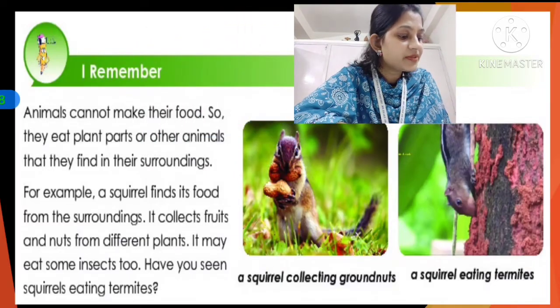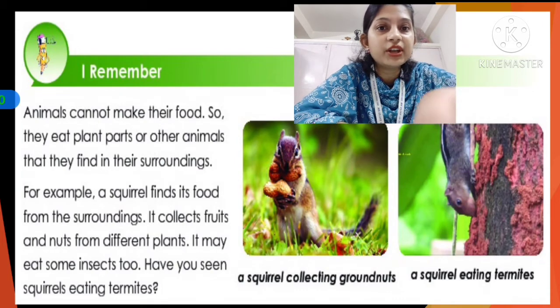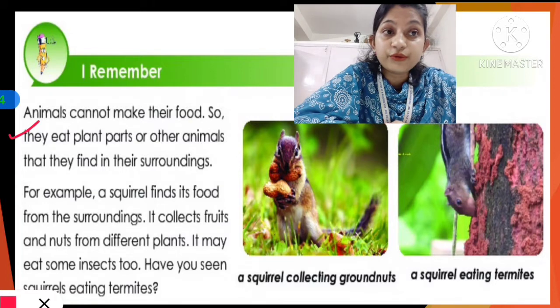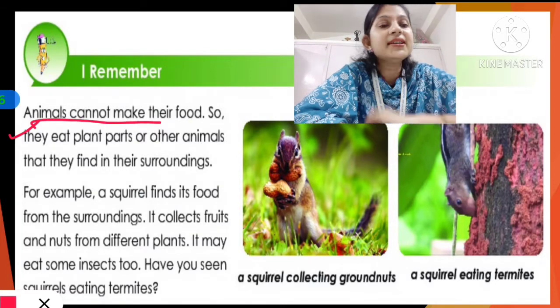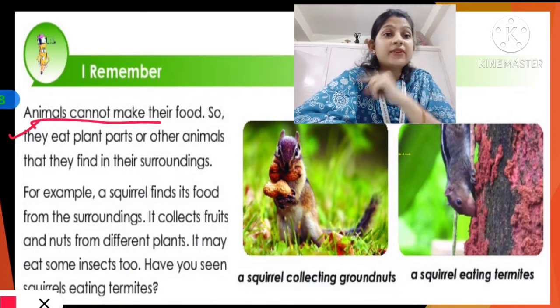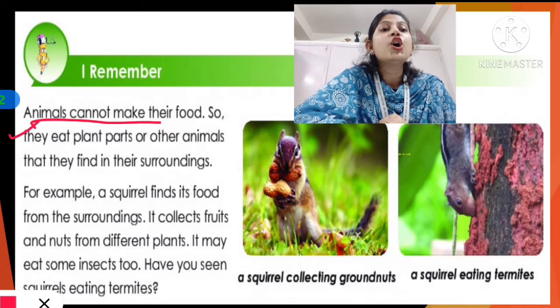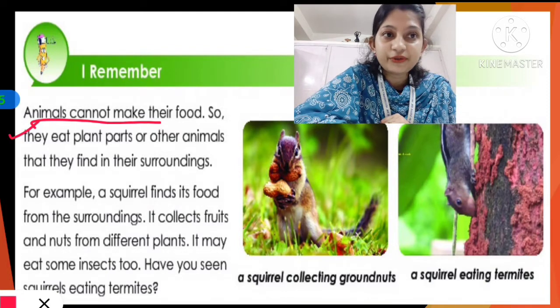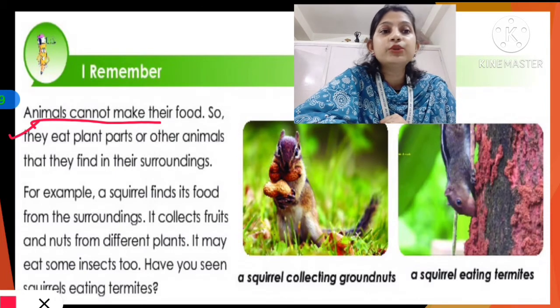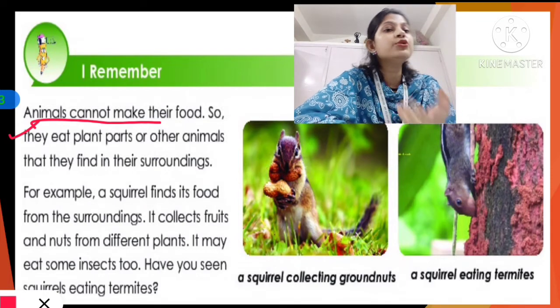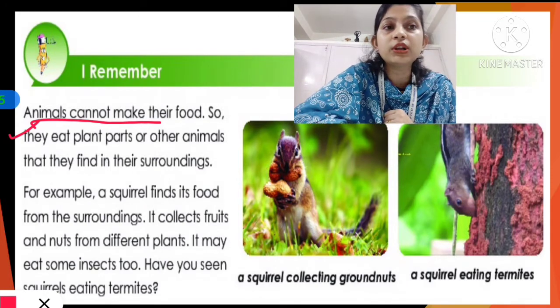This is page number 1 given in your textbook. See here, animals cannot make their own food. You see this line? I hope you remember in our previous chapter we were dealing with plants. All green plants make their food. What do we call them? We call them autotrophs. Yes, they are able to make their own food. That's why we call them autotrophs.